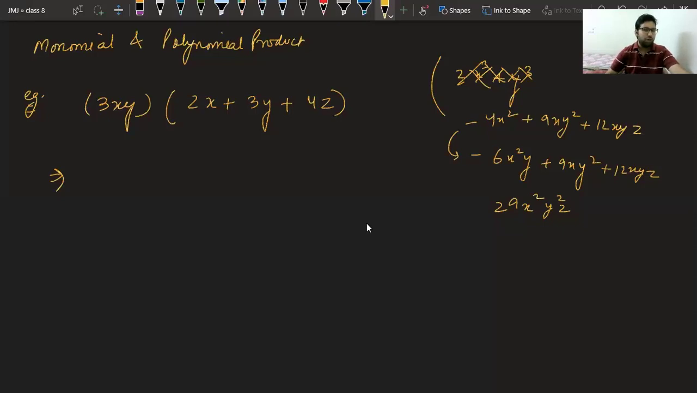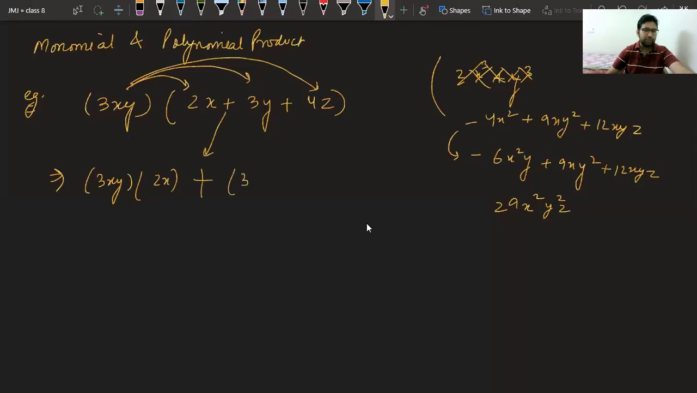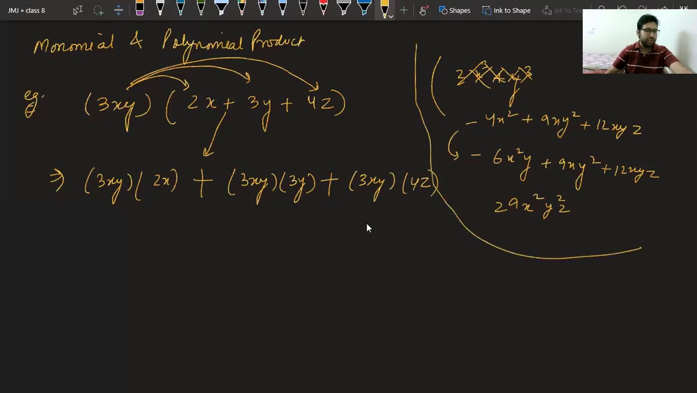Now see class, let's solve it. As I have told you, we will distribute this monomial over these trinomial terms. Let's see how. The first step is 3xy into 2x. Then we have a plus sign. Put the plus sign. Then again we have 3xy into 3y. Then again we have a plus sign, and 3xy into 4z. This is the first step.